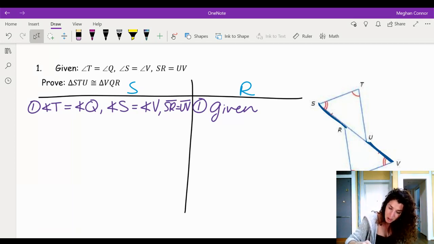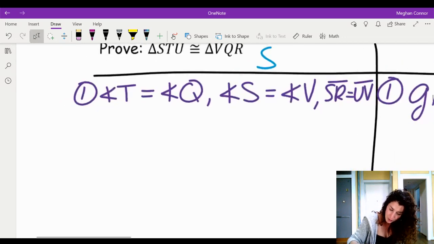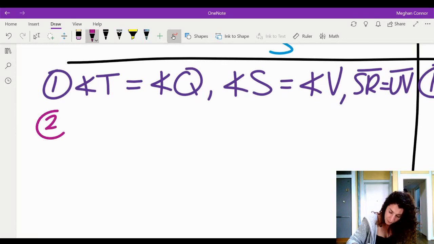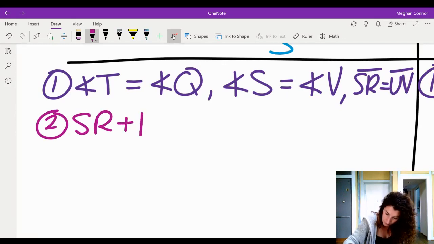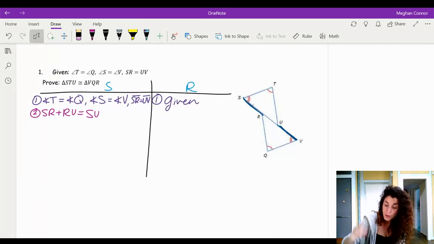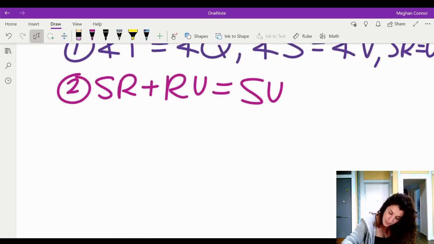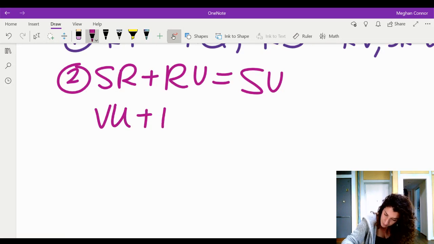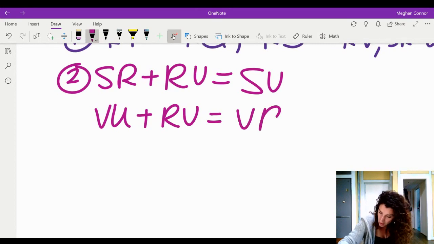I'm going to say SR plus RU equals SU. So I'm talking about the whole side length of SU, and I'm going to do VU plus RU equals VR.